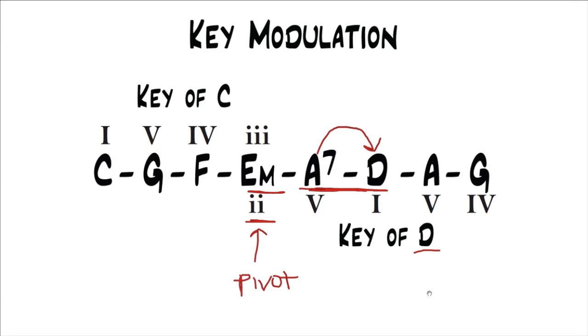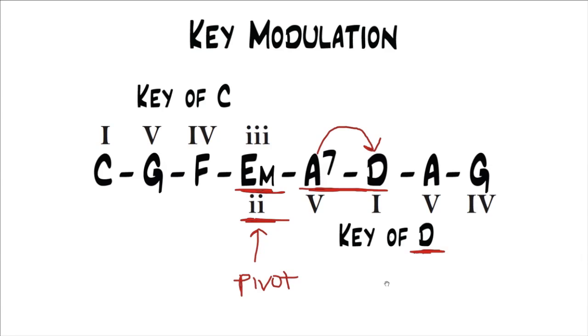Using a pivot chord is an easy transition, but you have to do it when you're using a closely related key, meaning it needs to be a key that shares a chord with the key you're coming from. So for example, in the key of C, this E minor is the 3 chord in the key of C, but it's also the 2 chord in the key of D. So the key of D is a closely related key to the key of C because they have chords that are common to each other.